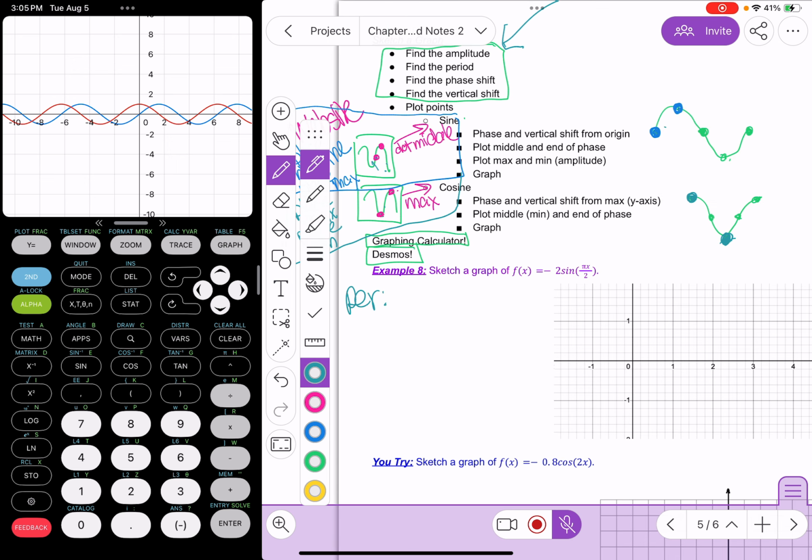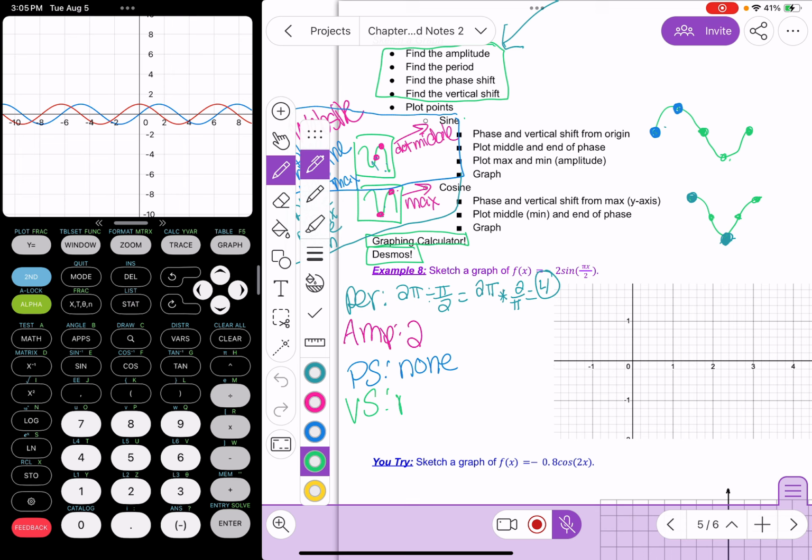So, period, amplitude, phase shift, vertical shift. So period, pi over 2x. So we're going to do 2 pi divided by pi over 2, which is 2 pi times 2 over pi, which would give us 4, and the pi's would cancel. Amplitude is 2. There is no phase shift because there's nothing in the parentheses. And there's no vertical shift because there's nothing up and down.